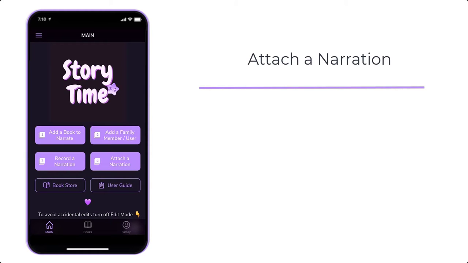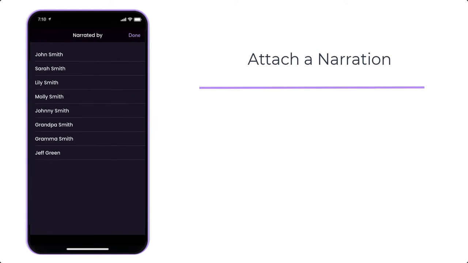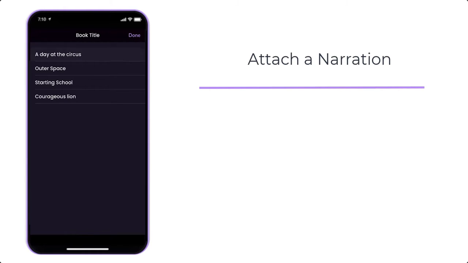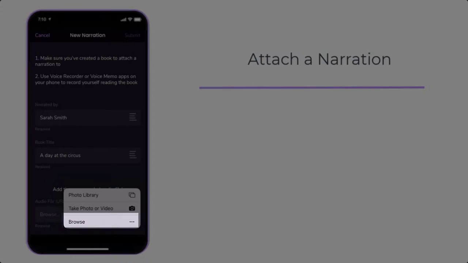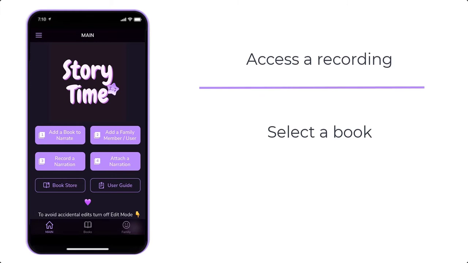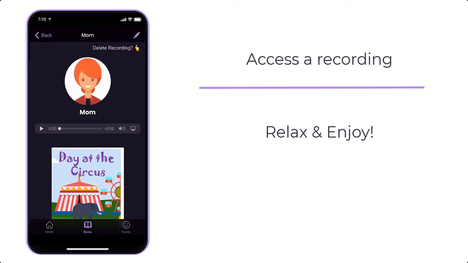When it's time to load the file into Storytime, click on the list icon for Narrated By, and select the name of the person who narrated the book. Click the list icon for Book Title, and select the book that has been narrated. You'll browse to the folder where you saved your file, and select the file to upload it to Storytime. You can access the recording by selecting the book, then the person. Now sit back and relax while your little one enjoys hearing their story.